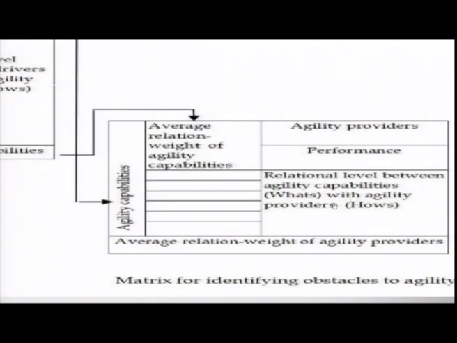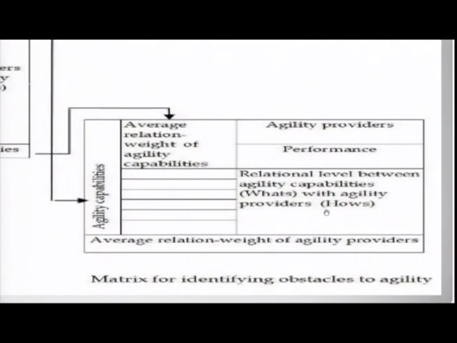We have seen about the capabilities. Now let us see about the agility providers as well. Let us see the matrix for identifying the obstacles to agility. Here you write agility capabilities, you have the average relation weight of agility capabilities, and you have the agility providers and their performance. So this agility providers and performance is determined by the relationship level between the agility capability and agility providers.